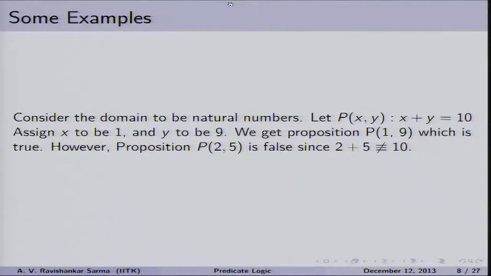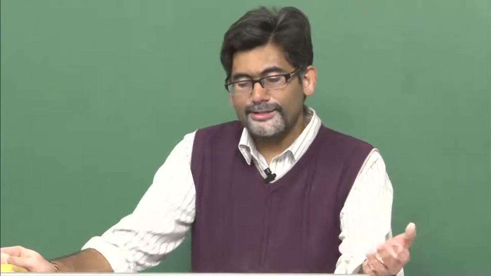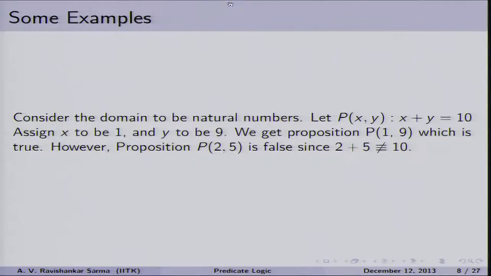Now consider a predicate P(x, y). X and Y are related in this way: if X and Y are added to each other, you get the value 10. Now assign the value of X to be 1 and Y to be 9, and you have taken 1 and 9 from this domain, the set of natural numbers. If you add 1 and 9, it satisfies this property, x plus y is equal to 10. So P(1, 9) is considered to be true.